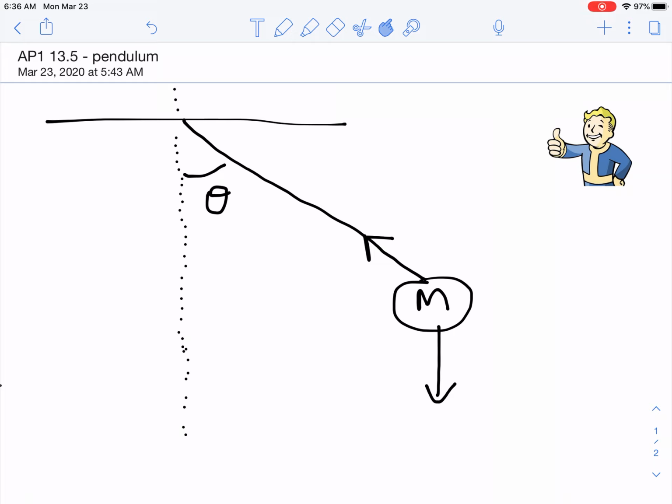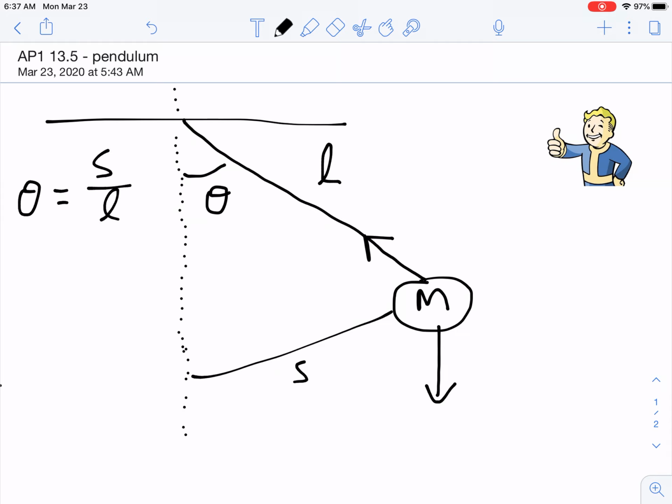I have moved this pendulum a distance s from the equilibrium point, and I'm ready to let it start swinging. Now, the pendulum's going to have a length L, okay? So from the ceiling to the mass is the length L, and given the definition of a radian, that tells us that our angle is just going to be the ratio of s over L, okay?